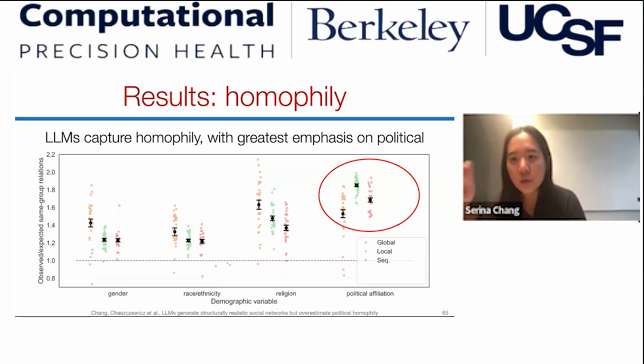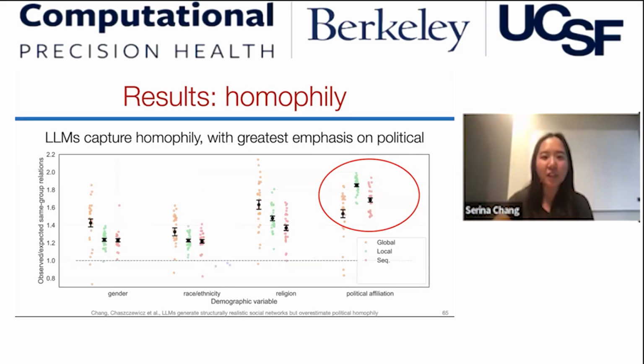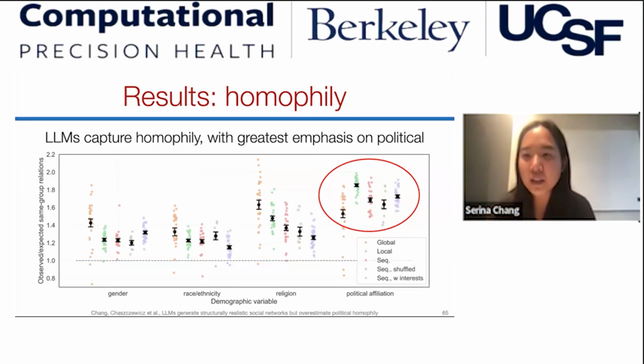So what this graph means is local is showing that same party edges are appearing more than 80% more frequently compared to expected, and sequential is having them appear around 68% more frequently than expected. So they're putting a lot of attention on this. We also find that the attention on political homophily holds even if you do various changes to your setup. We tried shuffling the demographics to break correlations between demographics, and still political homophily is the highest. We also try adding interests to the persona description.